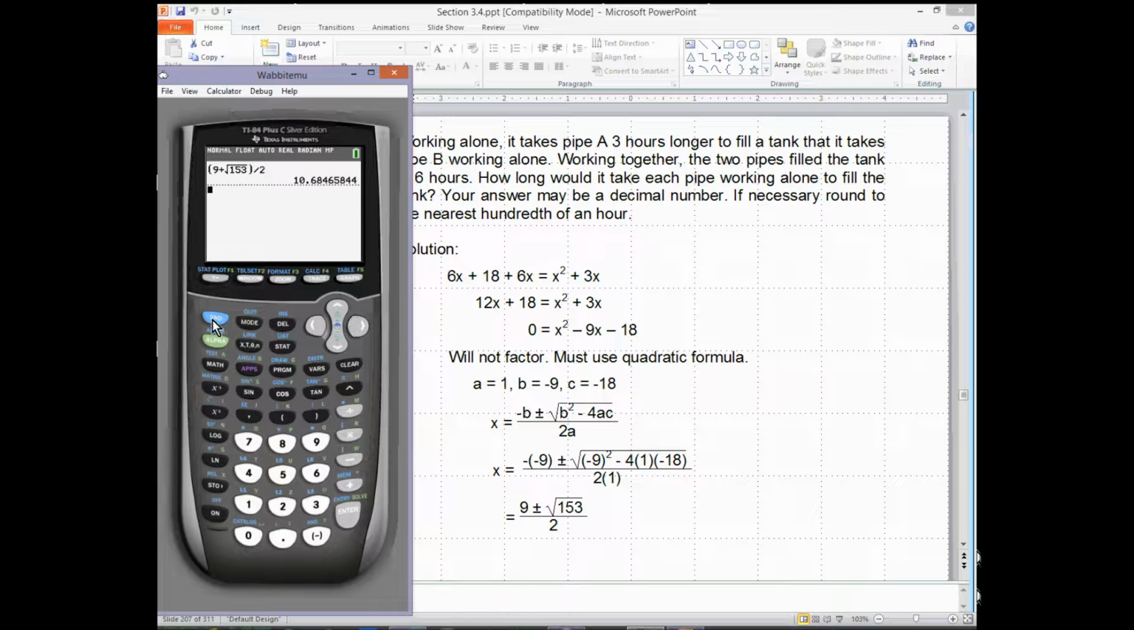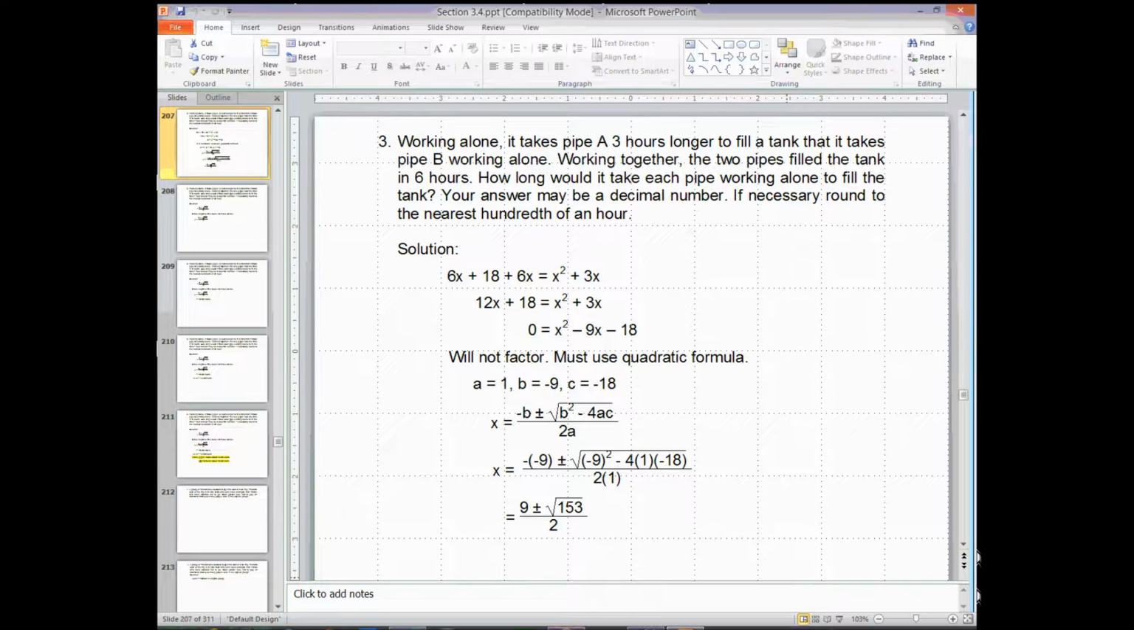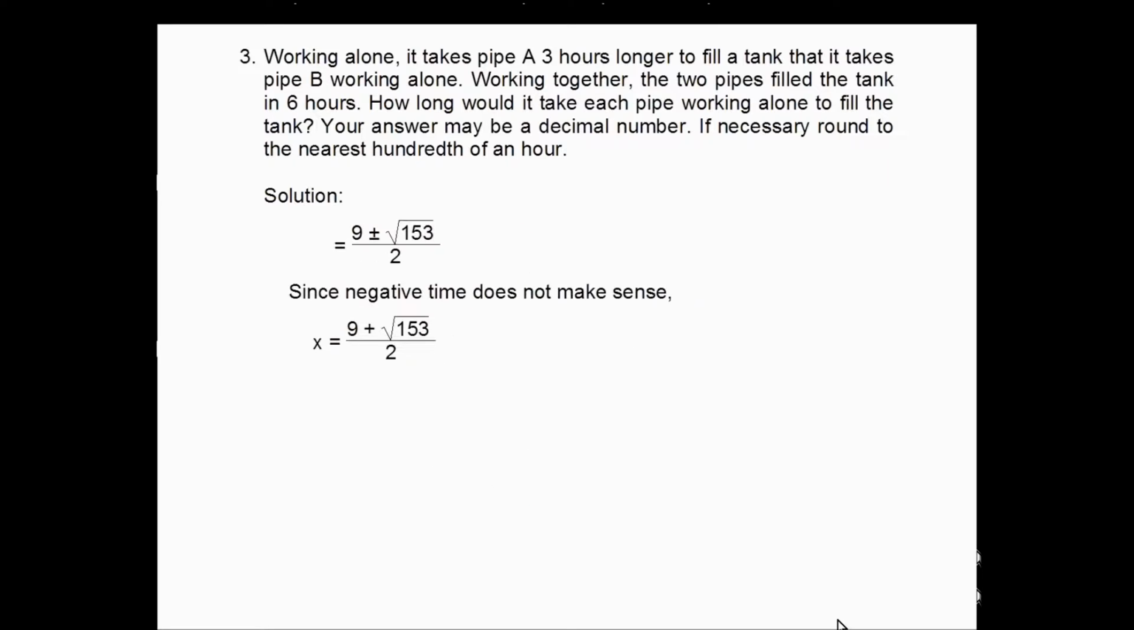Now what about the minus? So I want to edit it. Second, enter. Go and change that plus to a minus. Negative time doesn't make sense. So to the nearest hundredth, it looks like 10.68 hours. So the negative time doesn't make sense, that's why I'm throwing it out. So about 10.68 hours. Remember, that was for pipe B.